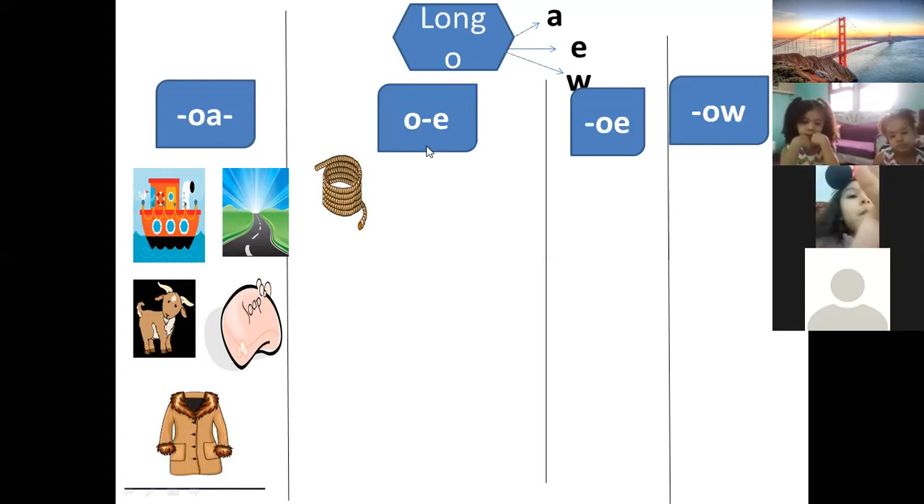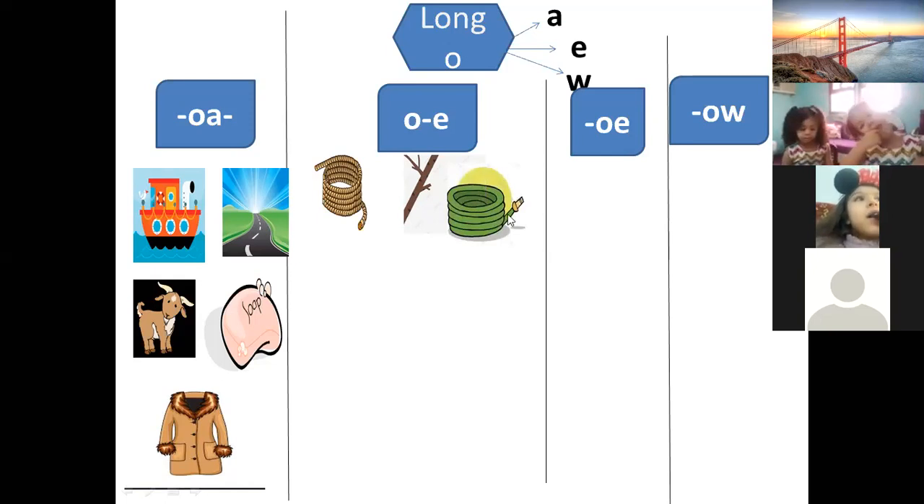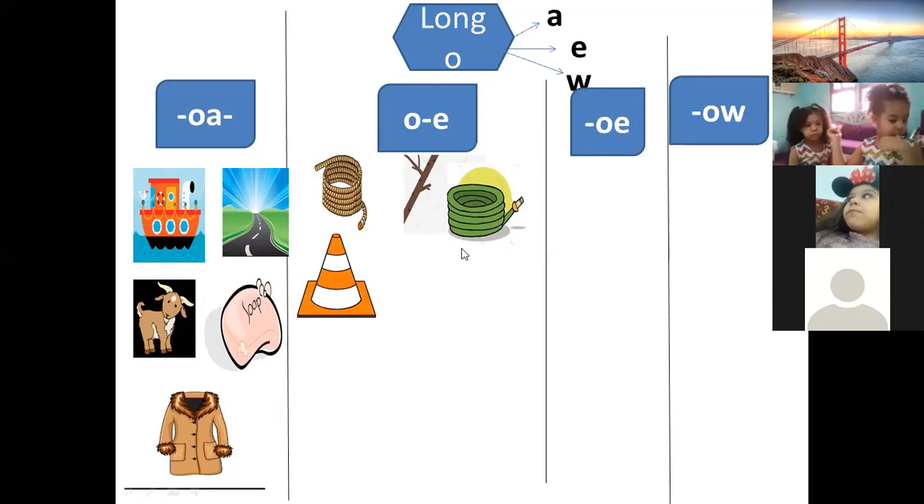Here, KG, for O and E separated, this is what? Rope. What is it? Pole. It's a very cold place. It's freezing. This is pole. What is it, KG? The gardener can water the garden with a hose. This is hose. What is it, KG? It's a cone. Cone. Excellent. Super.